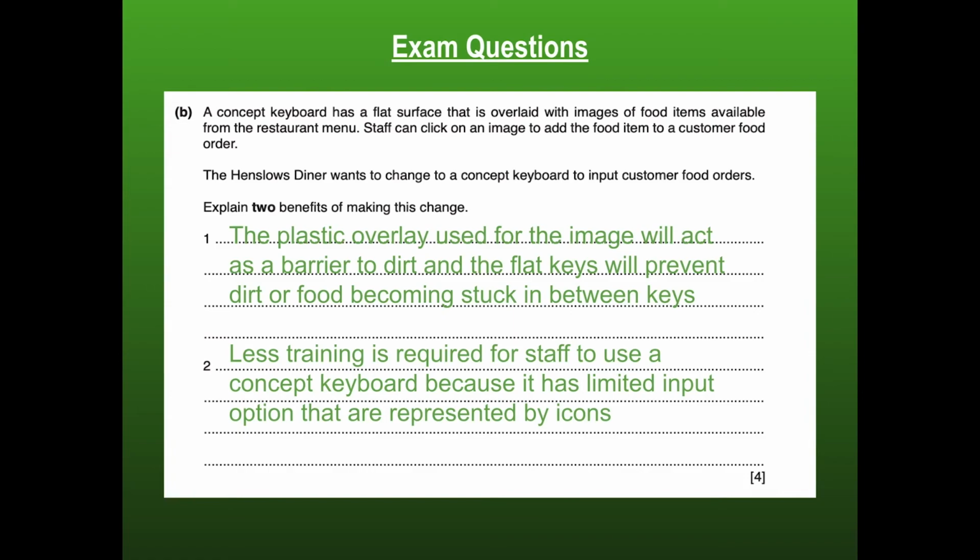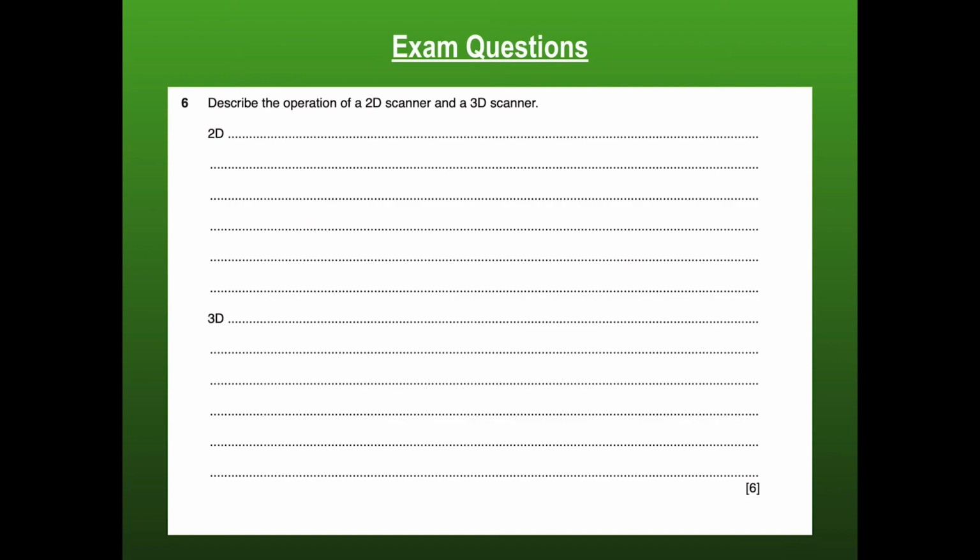Now, my next advantage is that less training is required for the staff to use the concept keyboard because it only has a limited number of input options and they're represented by icons. So again, I'm using an explain technique. I've stated what my benefit is, which is that less training is required by the staff, and then I've explained why. So the next question is asking us to describe the operation of a 2D scanner and a 3D scanner.